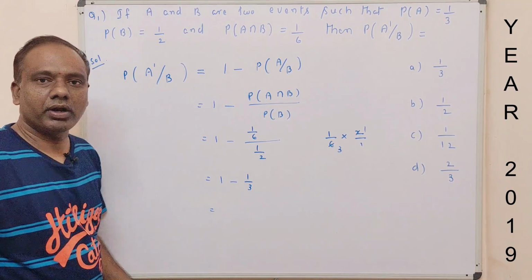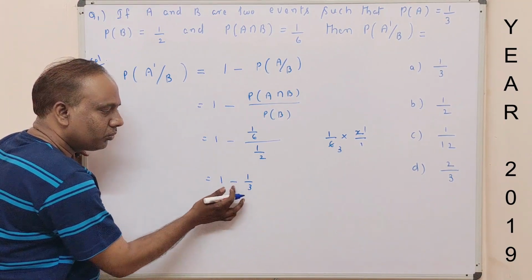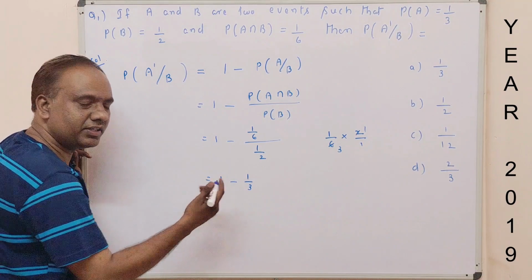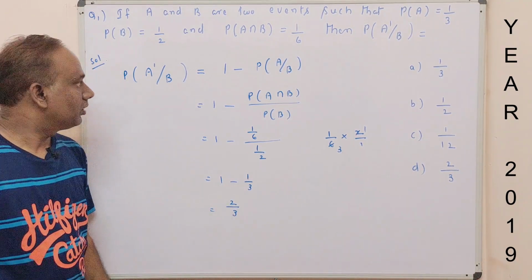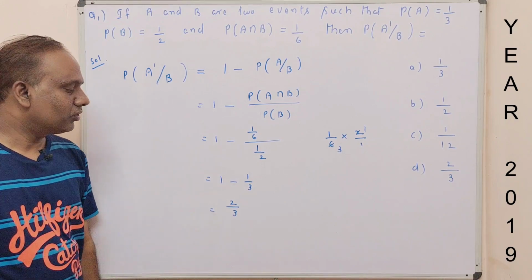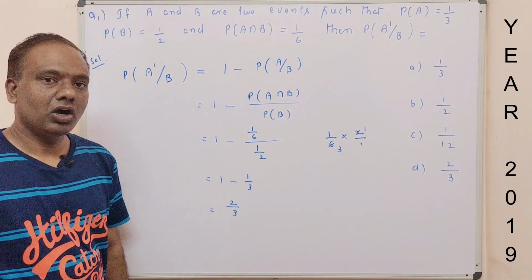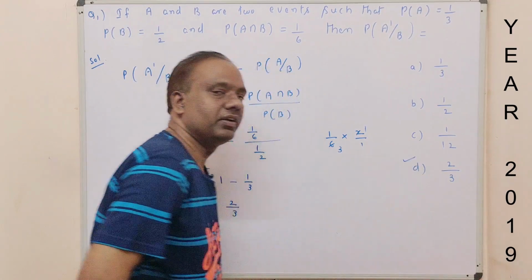So 1 minus 1 by 3. So 3 into 1 is 3, 3 minus 1 is 2 by 3. So P of A dash given B is equal to 2 by 3. So here option D is the correct answer.